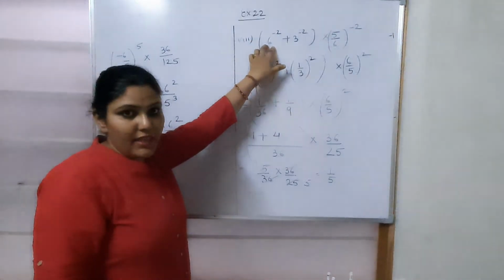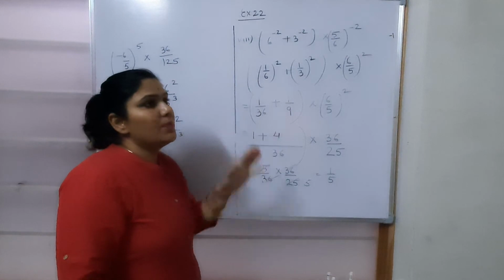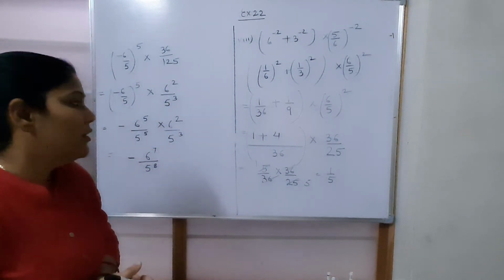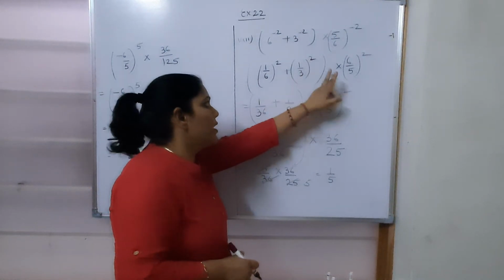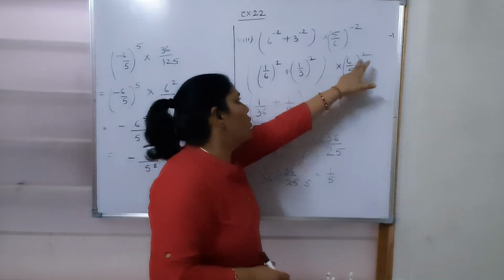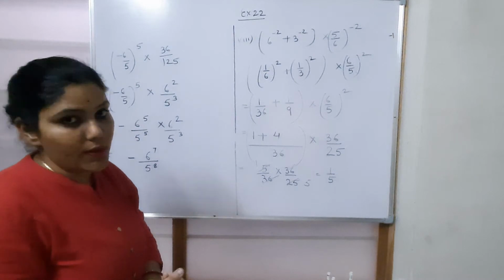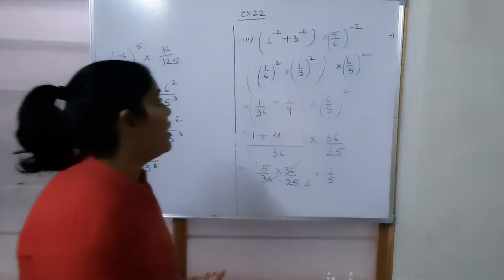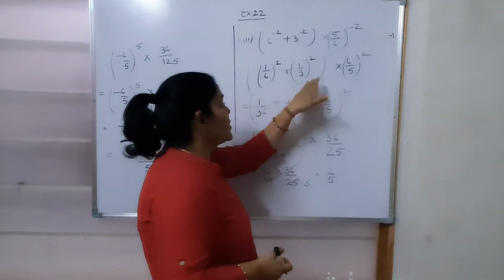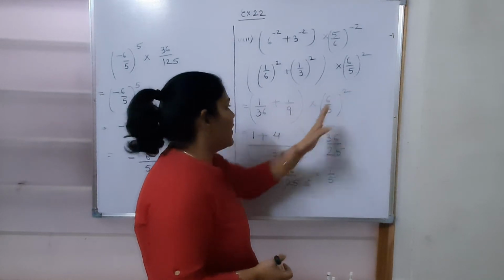Here the power is negative. To make it positive, we just take the reciprocal of the base. So 1 upon 6 whole square. Then we have 1 upon 3 whole square into 6 upon 5 whole square. Now 1 upon 6 whole square will be 1 upon 6 into 1 upon 6, which is going to be 1 upon 36, and 1 upon 3 square will be 1 upon 9 into 6 upon 5 whole square.